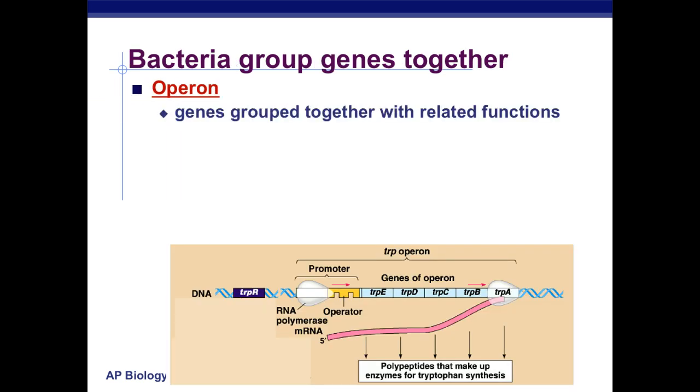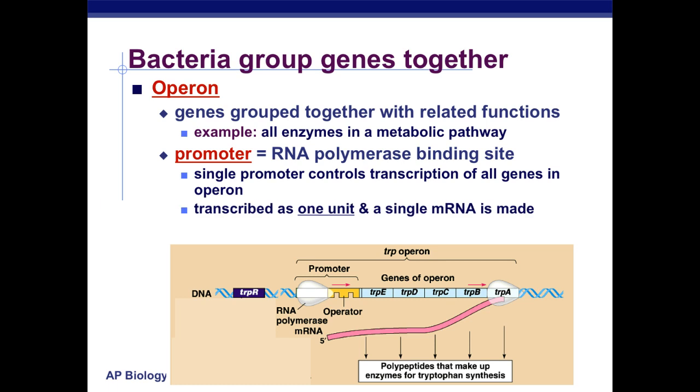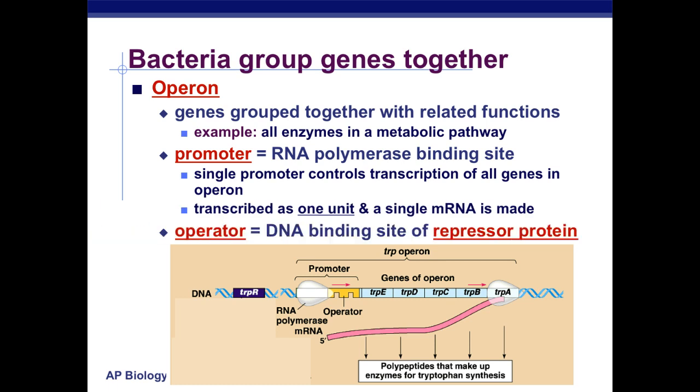Bacteria group their genes together. Unlike animal and eukaryotic DNA that can be transcribed differently because of the introns and exons, bacteria have something called operons. Operons are how the genes are grouped together, and they label them very nicely. So the tryptophan operon obviously involves tryptophan, which is an amino acid.